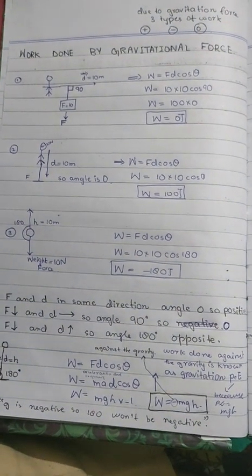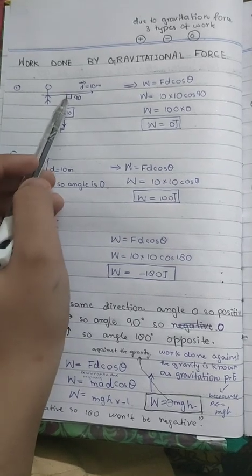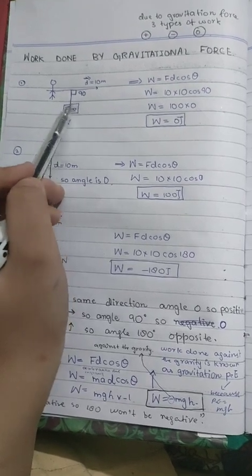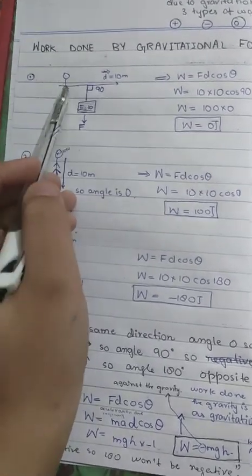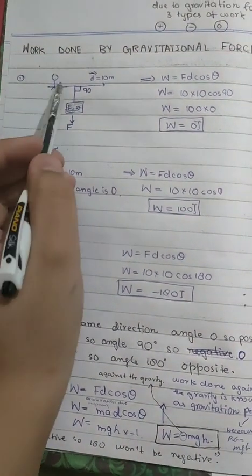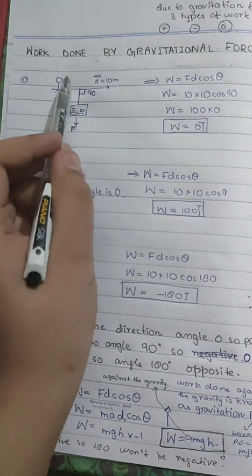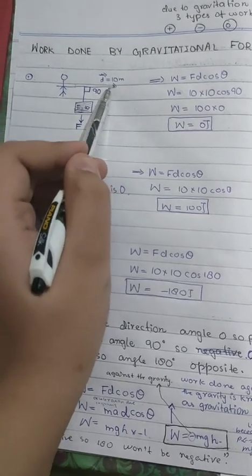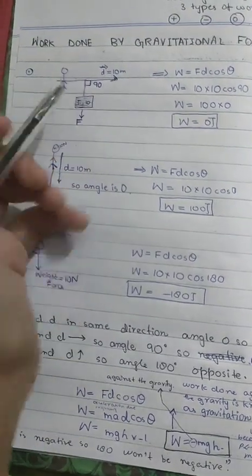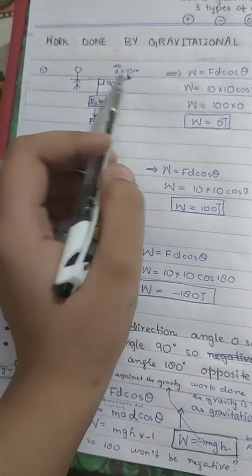First of all, as you can see in the diagram, a person is holding a bag, and the bag has a force. Then the person is moving in the forward direction, so the displacement is in the forward direction, while the force is in the downward direction because the bag is hanging there.